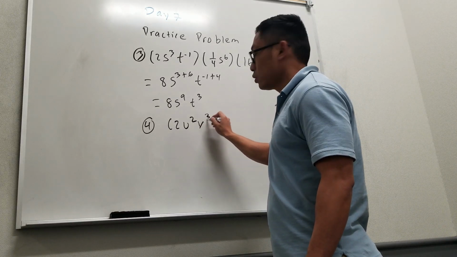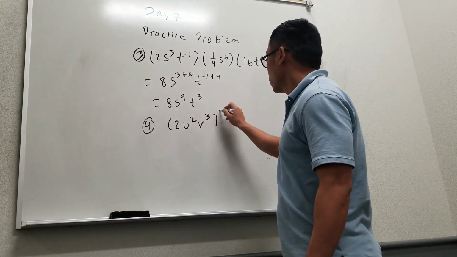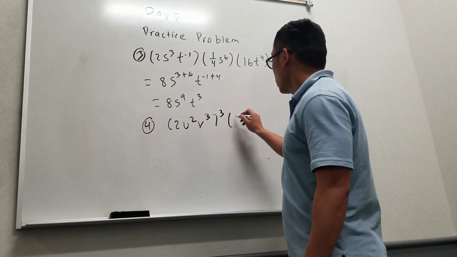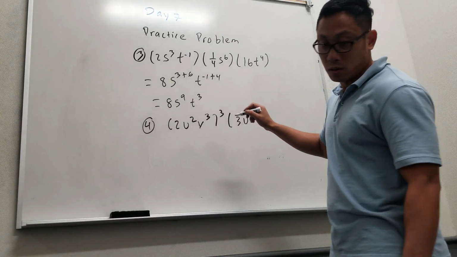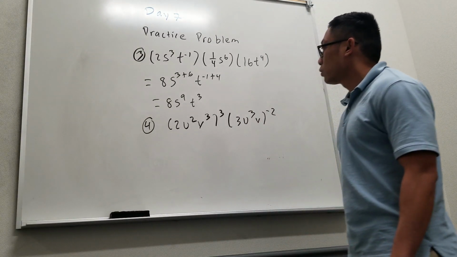Square, cube, 3u cube, negative 2. So try it out.